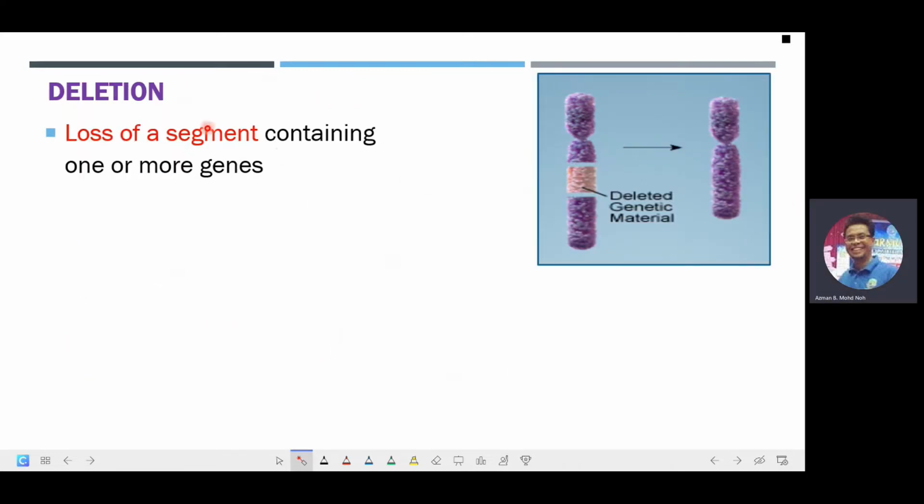We will start with the deletion. This is the loss of a segment containing 1 or more genes, as seen in this picture. And we can see that 1 segment of the chromosome is being deleted. Thus, finally, the structure of the chromosome changes, in which it becomes shorter.